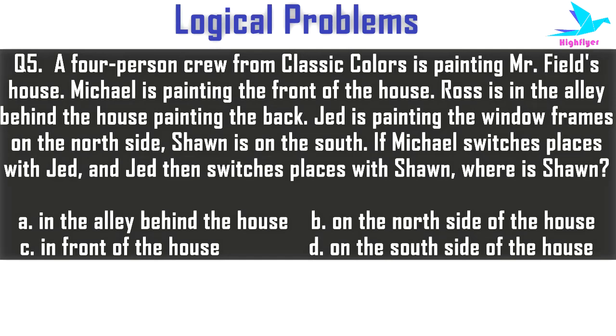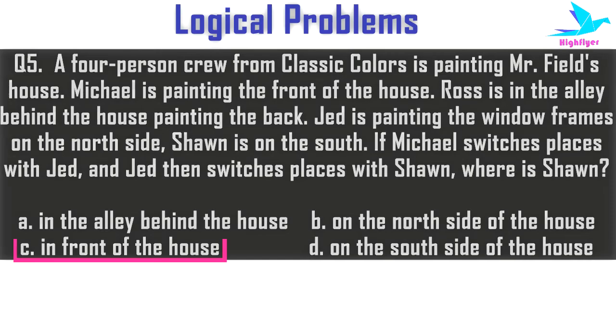If Michael switches places with Jade and Jade then switches places with Sean, then where is Sean? The options are in the alley behind the house, on the north side of the house, in front of the house, on the south side of the house. The right option is option C, in front of the house.